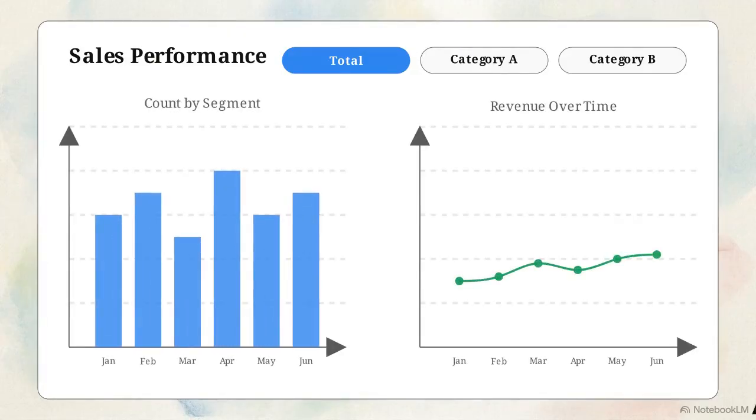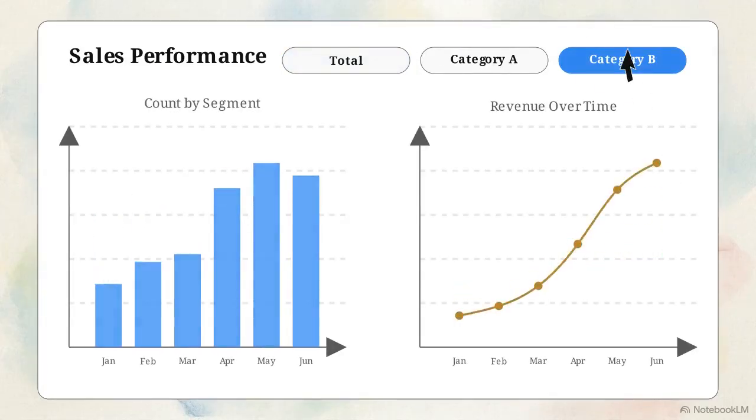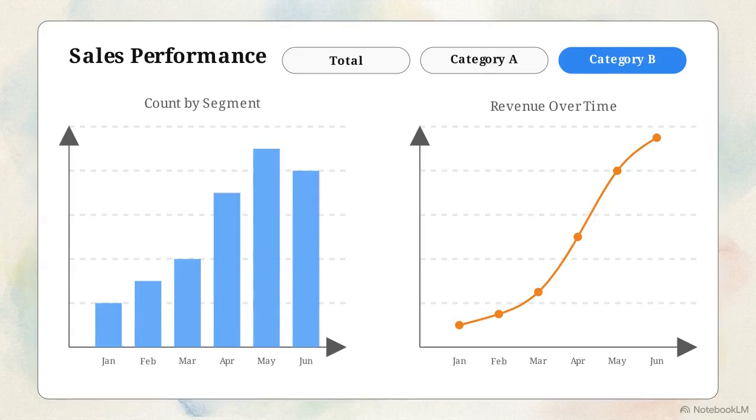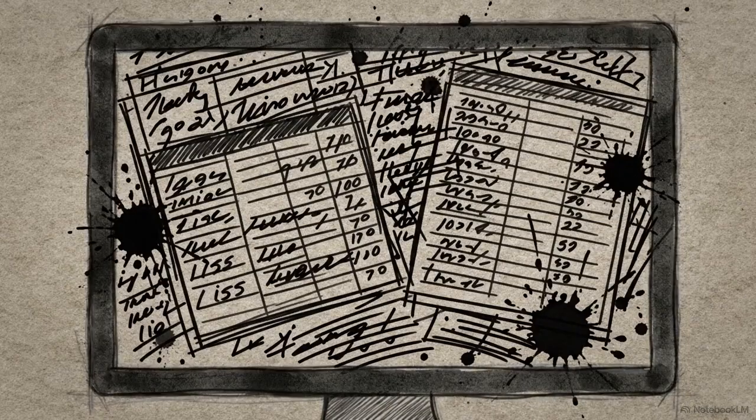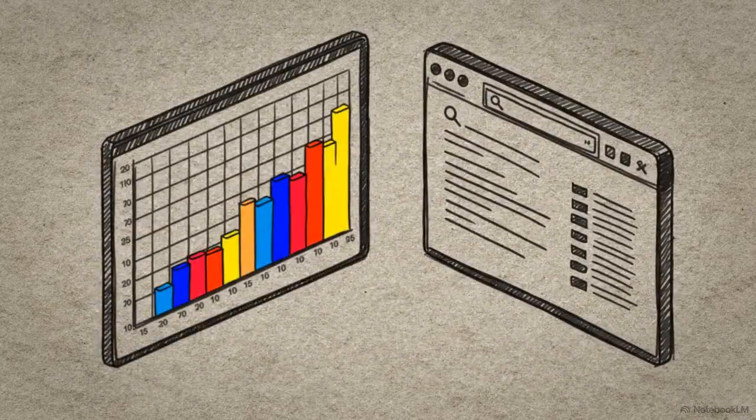Stakeholders can now interact with a slicer and watch the charts, trend lines, and action plans update dynamically to reflect the filtered data. We have moved from a chaotic CSV file to a segmented analysis that accounts for volume and a live web deployment.